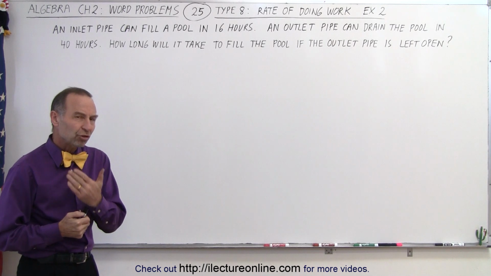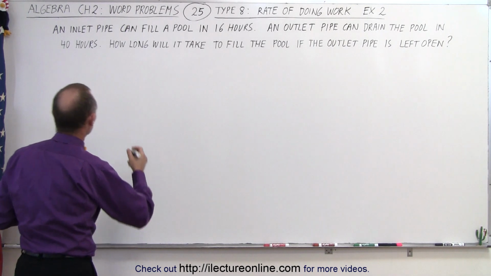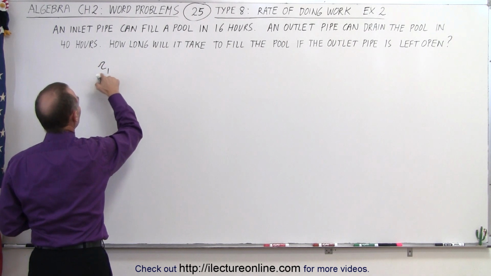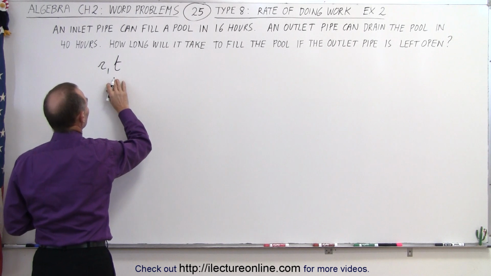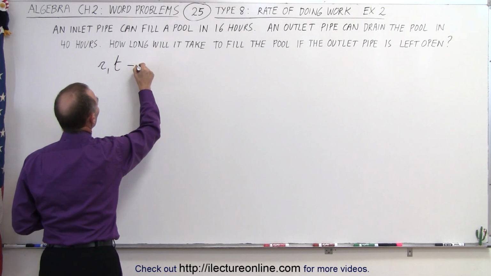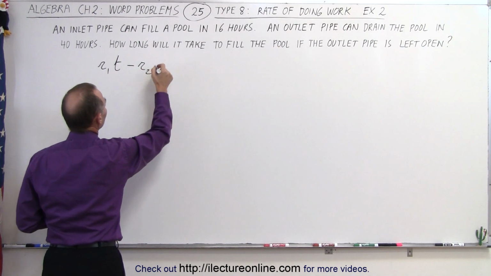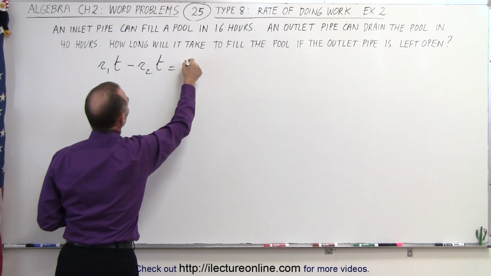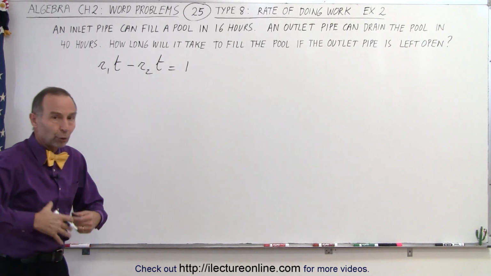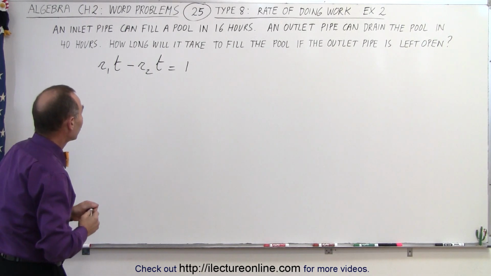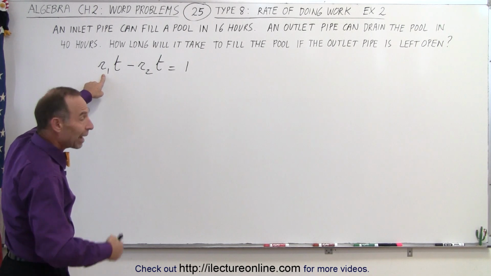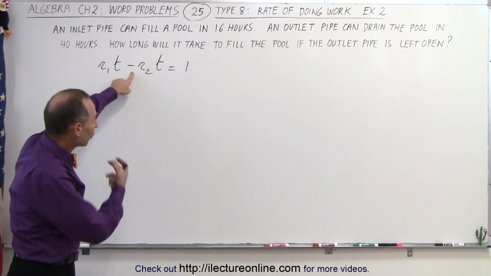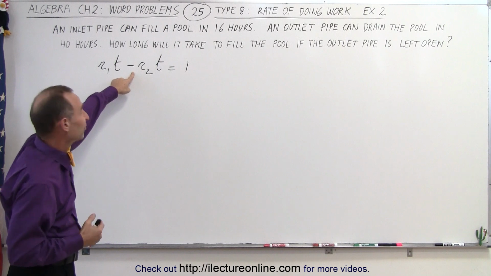So the equation will change just a little bit. In this case, we're going to have the rate of the inlet pipe times the time that it takes to fill the pool, minus the rate of the outlet pipe times the time that it takes to fill the pool. That equals 1, the whole job done, or the pool completely filled. Since we have an inlet pipe that's adding water to the pool and an outlet pipe that's taking water away from the pool, we need a negative sign there.